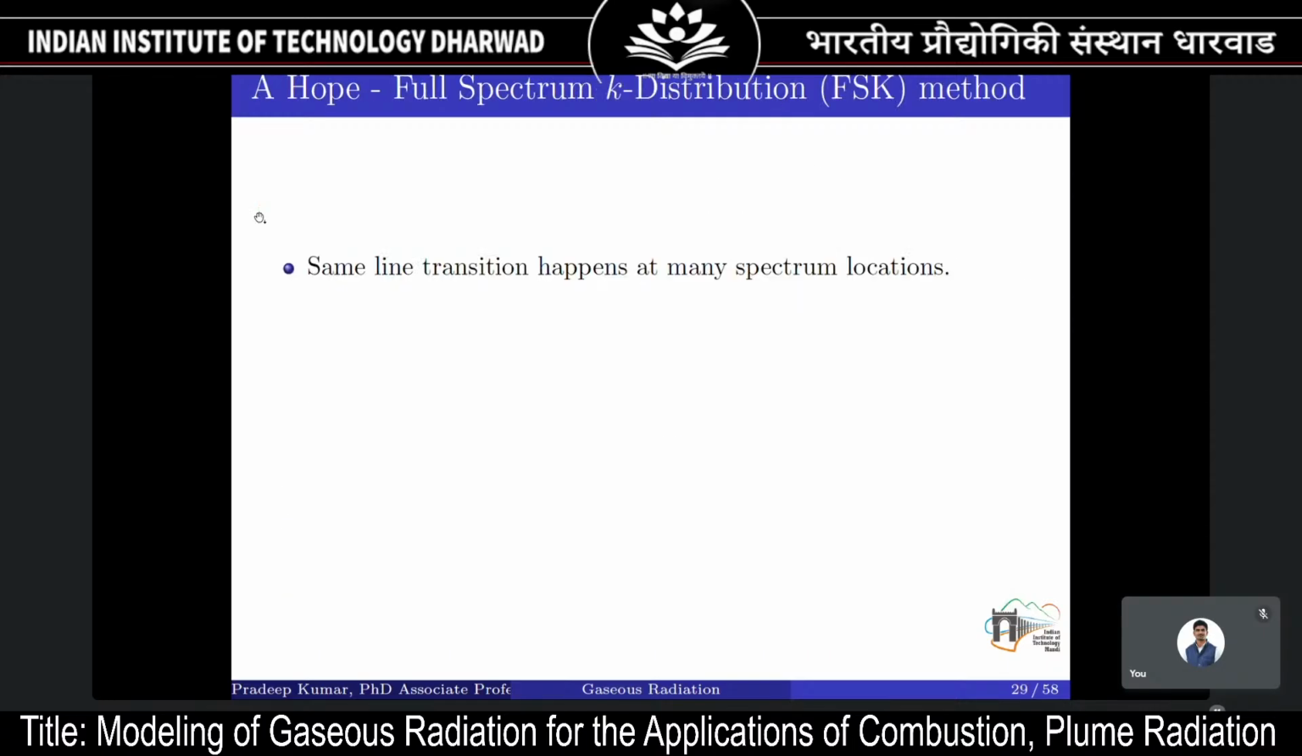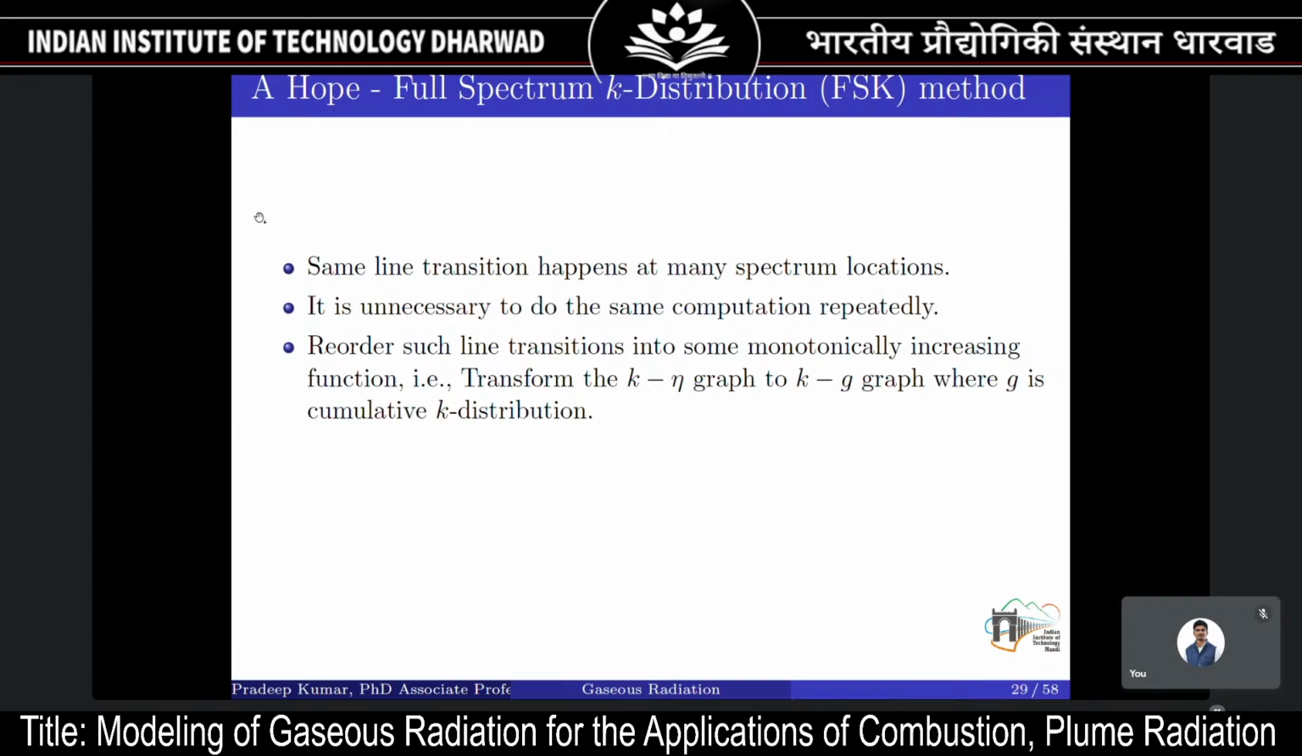We need to do something. So hope is not lost. There is still hope. That is another method, the full spectrum K distribution method, and it is based on some observations. The same line transition happens at many spectral locations, so it is unnecessary to do the same computation repeatedly.